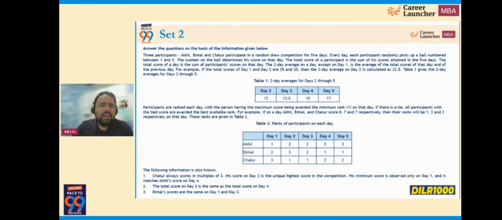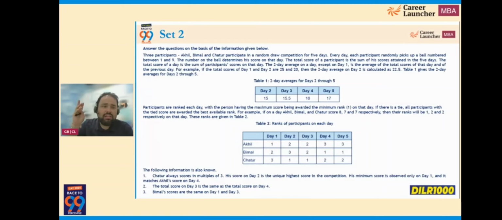Okay, easy. The total score of a day is the sum of the participants' scores on that day. So the total score of a day, if there are 3 participants, is the sum of all the scores, the total. Understood? The 2-day average on a day, except on day 1, is the average of the total score of that day and of the previous day. For example, if the total scores of day 1 and day 2 are 25 and 20, then the 2-day average on day 2 is calculated as 22.5.